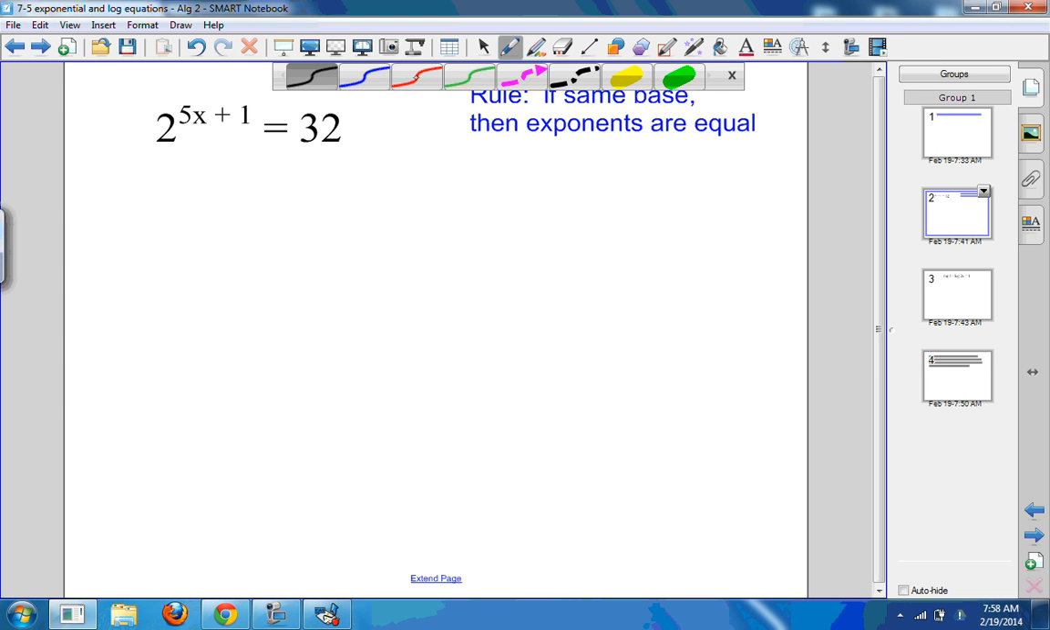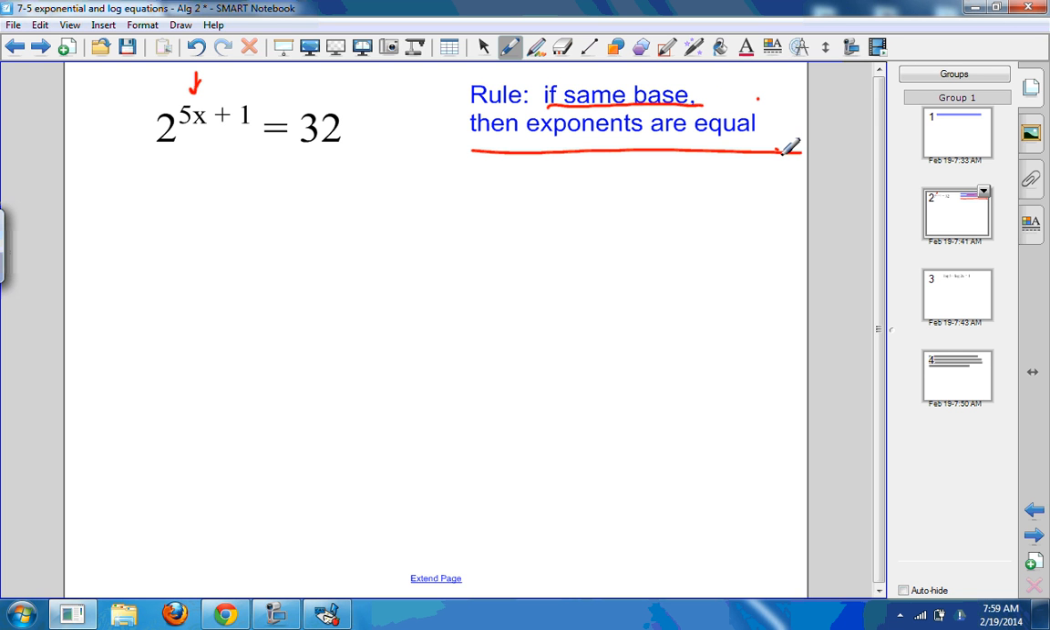We have 2 to the power of 5x plus 1 is equal to 32. This is a little bit new because we have variables that are exponents, which are a little bit harder to solve for. There's two ways that we can do this problem. One that we looked at briefly earlier is that if we have the same base, there's a rule over here. It says, if we have the same base, then exponents are equal.